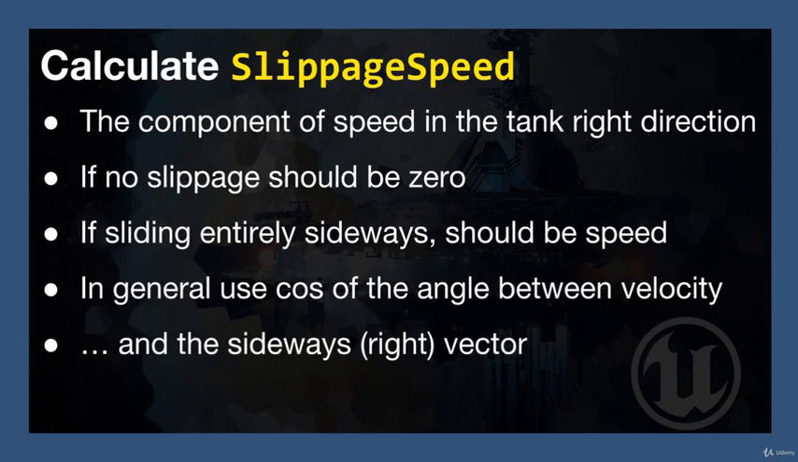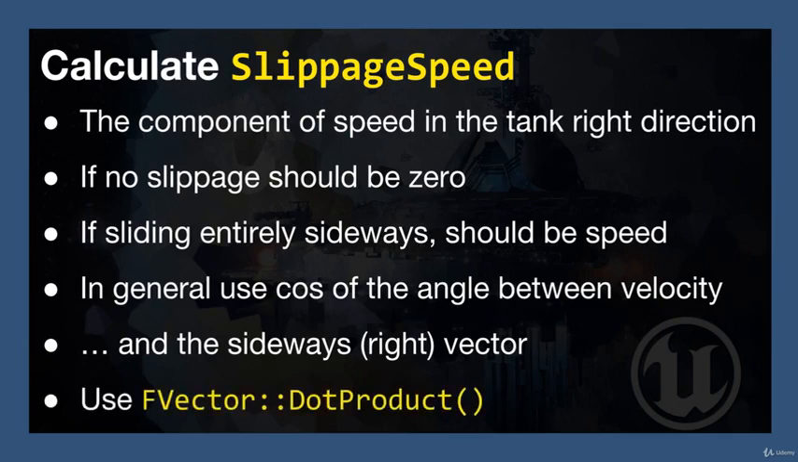So if it is going perfectly sideways, the cosine between those two angles is 1, because the cosine of 0 is 1, and you get the full speed. If it's going forward, then the angle is 90 degrees, cosine of 90 is 0, so you get a 0, okay? And as a hint for you, well, it's not really a hint, it's a strong suggestion, use F vector dot product between the velocity of the tank or the component, you may want to use get component velocity, and the tank right vector, and there's a get right vector method. So have a go. Just work out this slippage speed, make sure you understand what you're doing, and I'll see you in a moment.